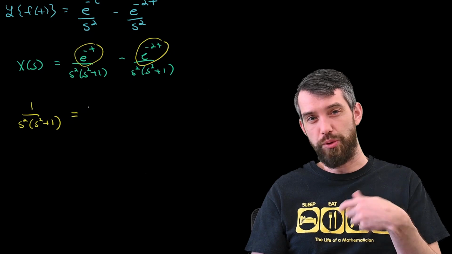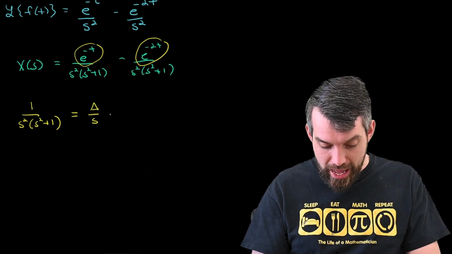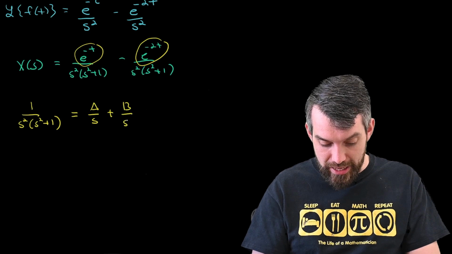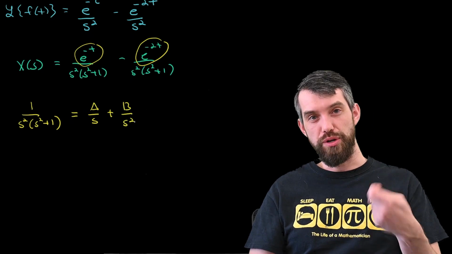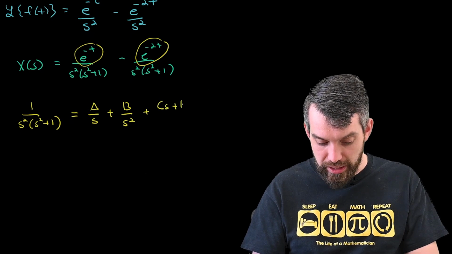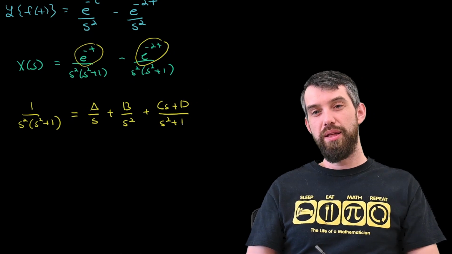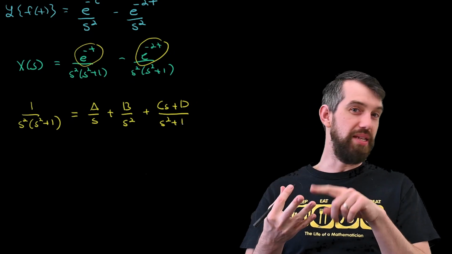The 1 over s squared is a repeated linear factor, and so I write it as a divided by s plus b divided by s squared. I then have an irreducible quadratic in the s squared plus 1, and so this is going to be cs plus d divided by s squared plus 1.